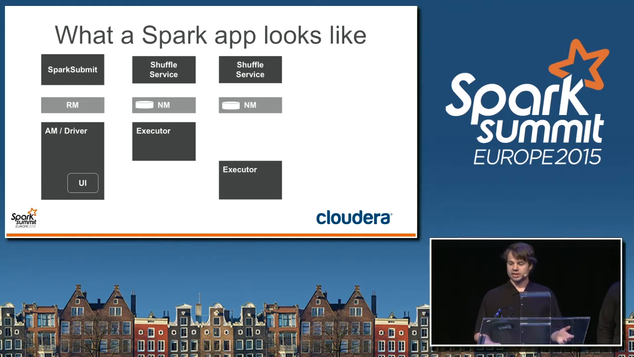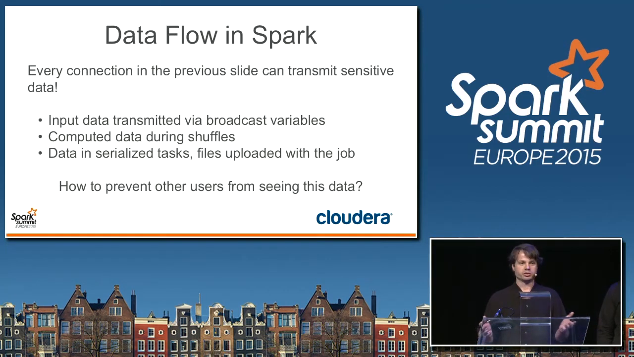So as you can see, there's a lot of data flowing in a Spark application, and all those channels can have sensitive information flowing. So you have input data that is transmitted in broadcast variables, for example, or you have the shuffle data that's written to disk and transferred to other executors. When you serialize a task to run on an executor, it may contain some local information that you loaded from a secure database that is serialized as part of the task. So basically, you want to prevent anybody sniffing traffic in the cluster from seeing any of those things.